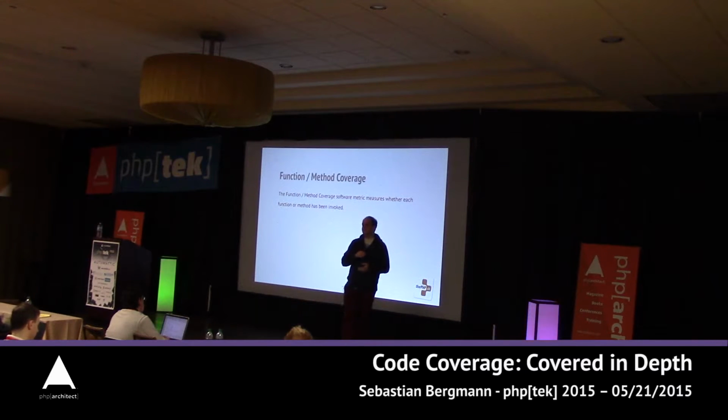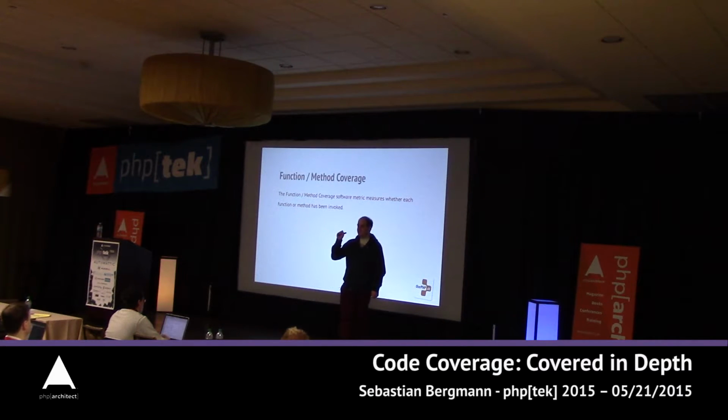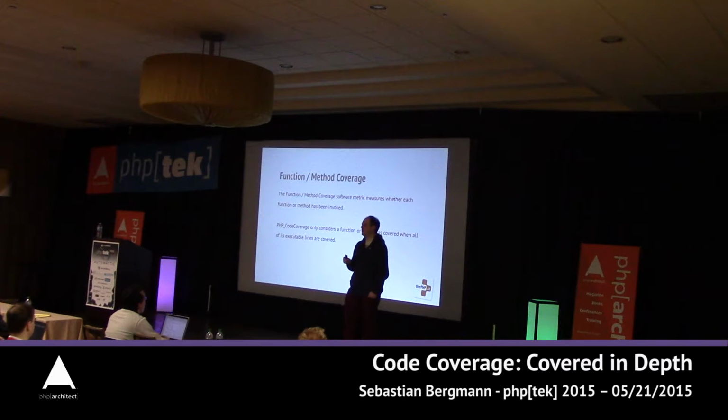Depending on which text you read, there are different interpretations of this metric. The weakest definition says if there is a function, and if this function is called or invoked at least once while the test suite is running, then this function or method is considered as being tested. That's too weak for me. So when I implemented this for PHP Code Coverage, I said, no, I want the strictest definition of this metric and only consider a function or method as being covered when all of its executable source code lines are at least once executed.